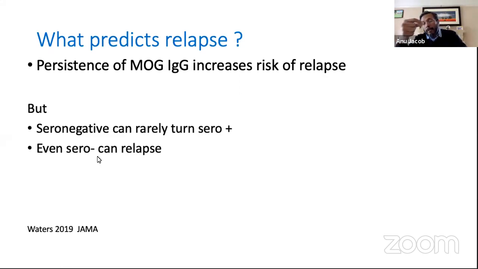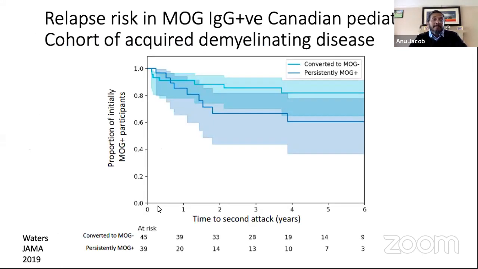So the cutoff becomes important again. What cutoff are you using for seropositivity? If you lower the cutoff, you alter the sensitivity and specificity. So these are issues that labs have to tackle. But seropositivity seems to predict relapses.